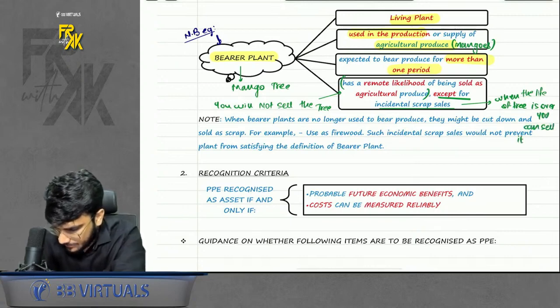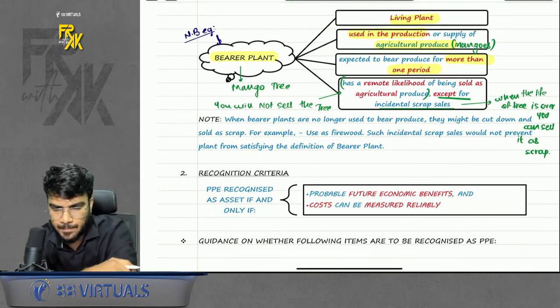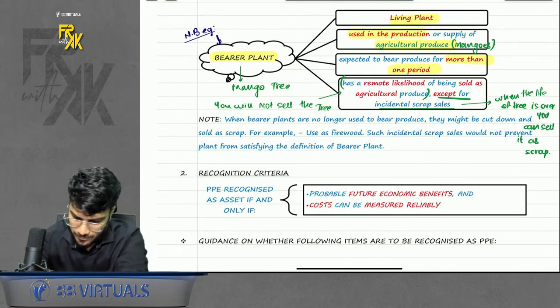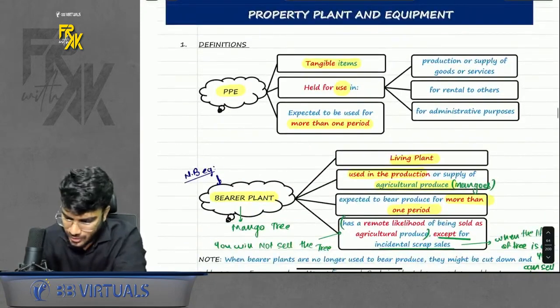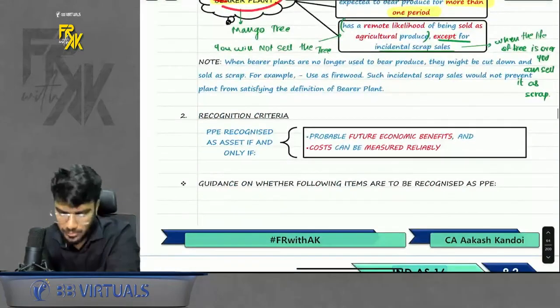You can sell it as scrap. When the life is over, you can sell it as scrap. Is this clear to everyone? Perfect. Works for me. Let's proceed. So this was our definition. Definition of PPE and bearer plant.